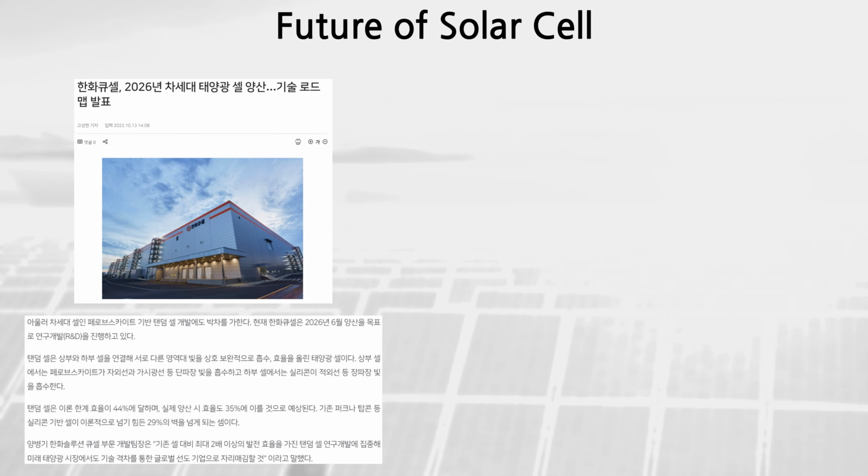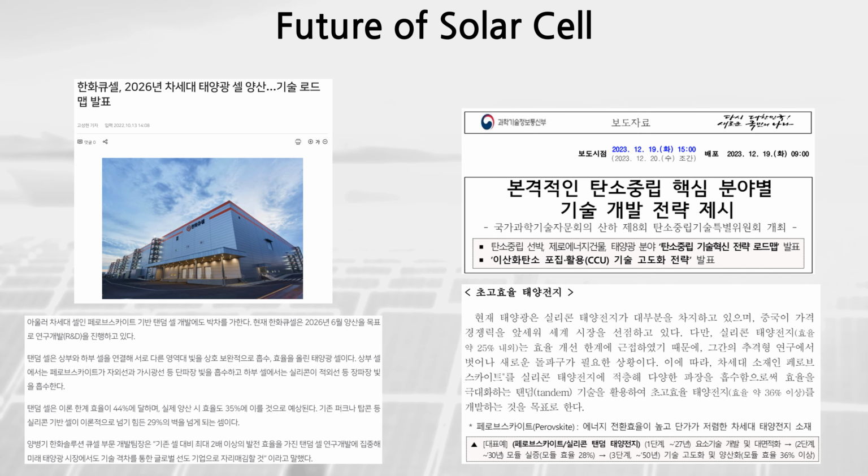Lastly, the future of solar cells. According to the following article, we can see that a Korean company is conducting research aimed at mass producing next generation solar cells. This next generation solar cell is a tandem cell, a multi-junction cell based on perovskite. The efficiency during actual mass production is expected to be 35%.